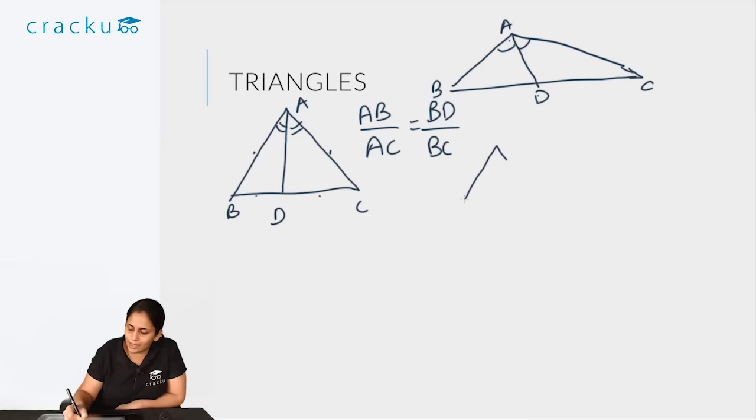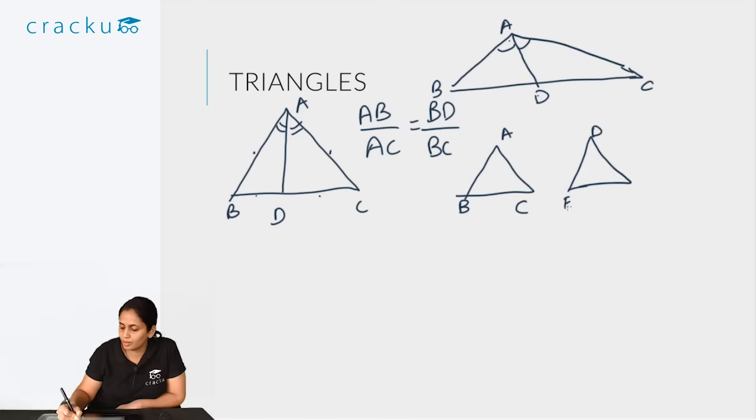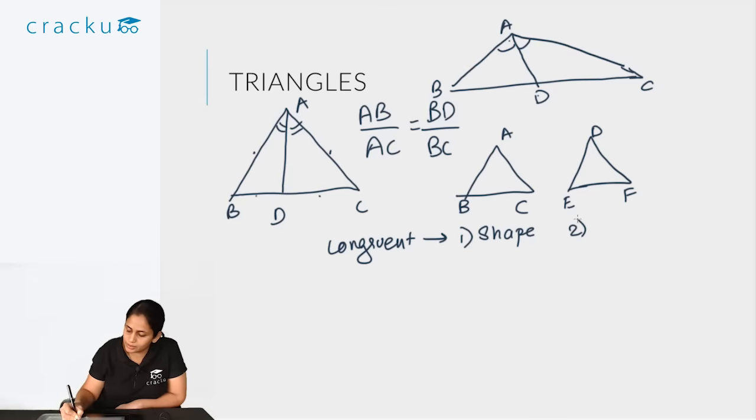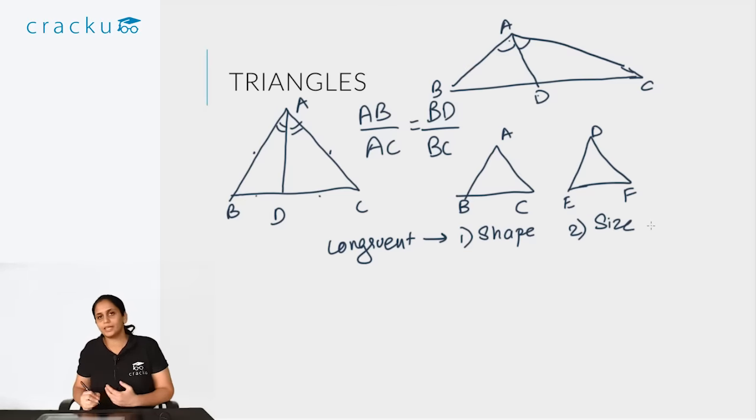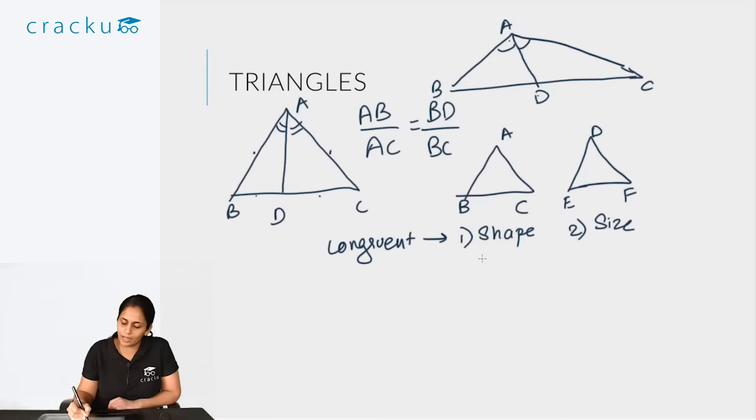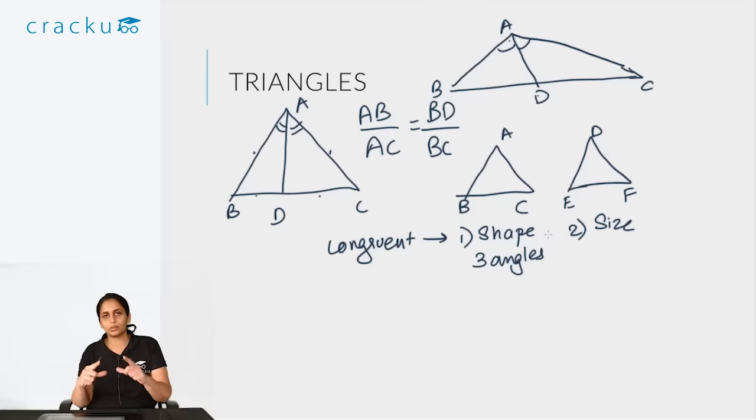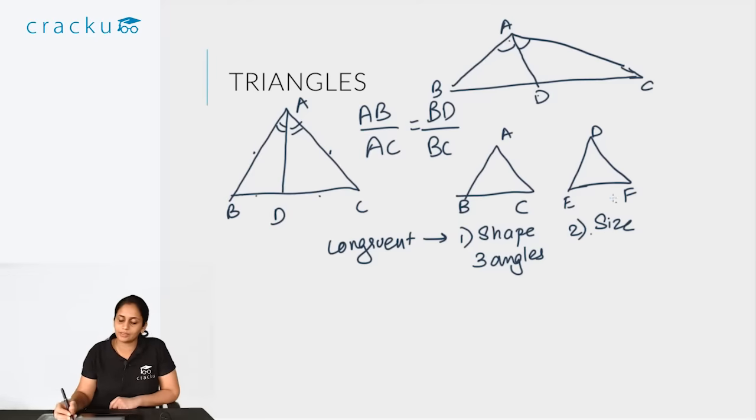So what does similarity and congruency of triangles say? Two triangles ABC and DEF are said to be congruent if they have the same shape and the same size. When can you say that two triangles have the same shape? If all three angles are the same, then you can say that the two triangles have the same shape. When can you say that the two triangles have the same size? When their areas are equal. So for two triangles to be congruent, their shape should be the same and their size should be the same.